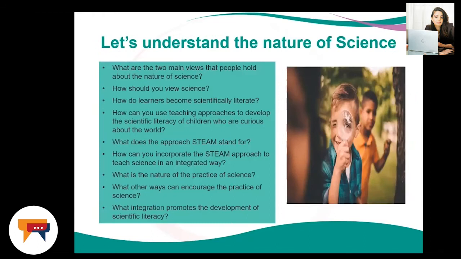Okay, so let's understand the nature of science. There are two views that people hold about the nature of science. Remember, there's a more traditional view, held by teachers, that science is a subject and it has rules, laws, and theories that need to be learned. But the more modern view is that science is the study of natural phenomena, as well as trying to understand the world and the way people think and act.